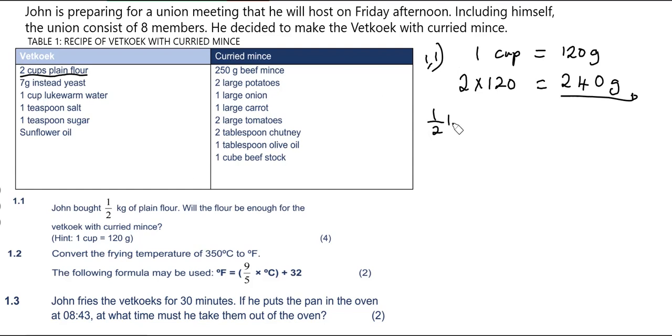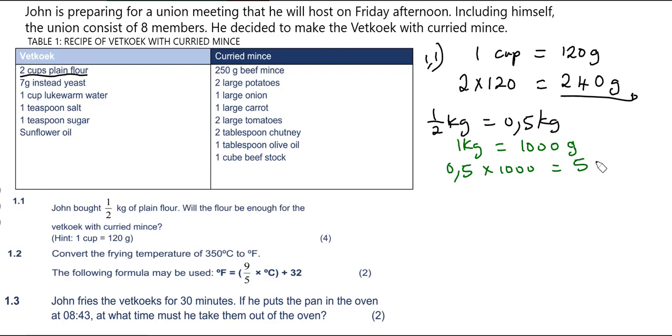Half a kg is 0.5 kg. Now we know that 1 kg is equal to 1000 grams. So we need to convert to grams. We are moving from a bigger unit, remember, to a smaller unit, 0.5 times 1000, which is going to give us 500 grams. So the question is, will the flour be enough? Yes, it will be enough.